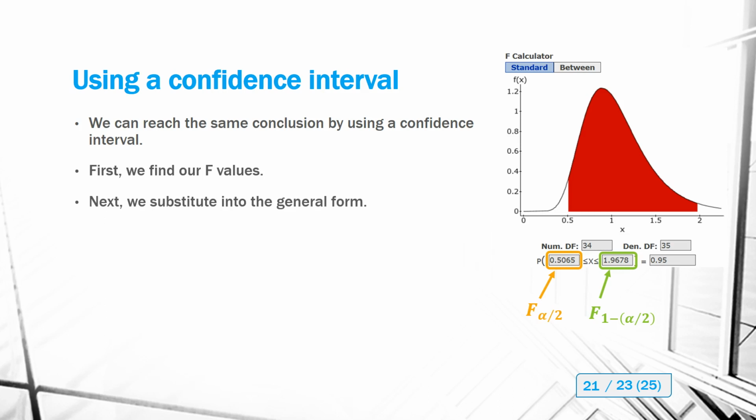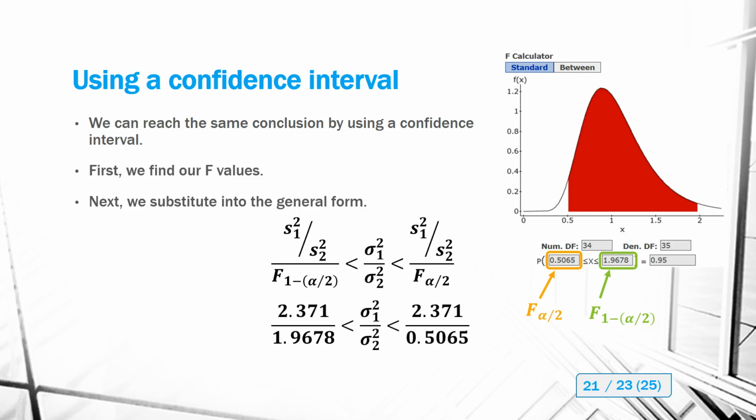And then I substitute these values into the general form. So here's my general form. Notice that the F score that we calculated previously is on top. So S sub 1 squared over S sub 2 squared is simply the F score. So when I calculate this out, I don't have to redivide the variances. I just take the F score and put it in, 2.371.